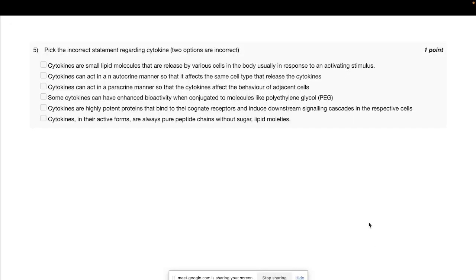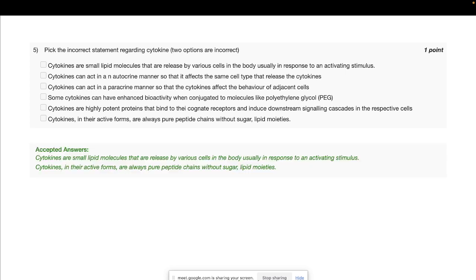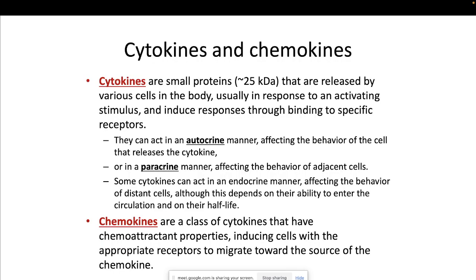Okay, the question is, pick the incorrect statement regarding cytokines, and 2 of these options are incorrect. So the right options are these. Cytokines are nothing but smaller proteins which are responsible for activating your immune cells. Whenever there's an infection in the body, a microorganism floating around, your immune cells, your macrophages, will engulf this microorganism, and in response they will release these cytokines. Cytokines are then able to affect other cells, or the same cell that has released them, and they will further mount a higher immune response, and call upon the rest of the lymphocytes to clear away this infection.